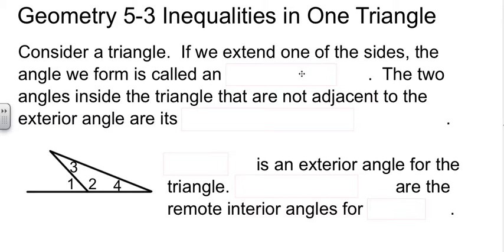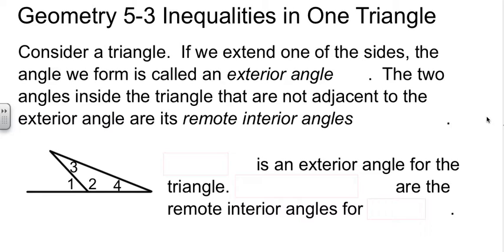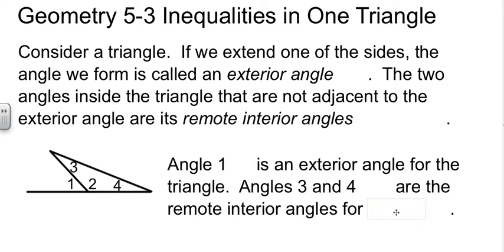If we take a triangle and extend one of the sides, such as down here, extending that line out, then what we have is called an exterior angle. And the two angles on the inside of the triangle not adjacent to that one, the exterior, were called the remote interior angles. So angle 1 would be an exterior angle for that triangle. Angles 3 and 4 are the remote interiors for angle 1.